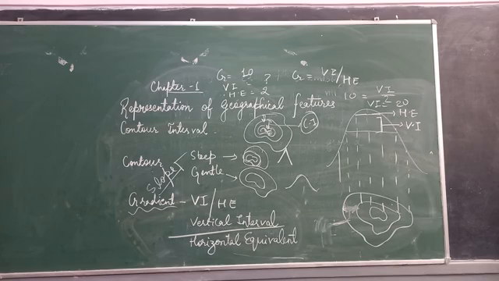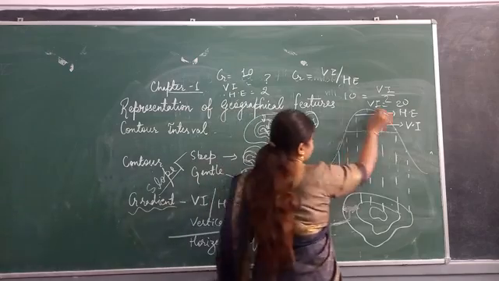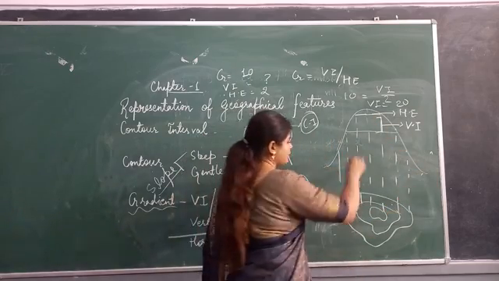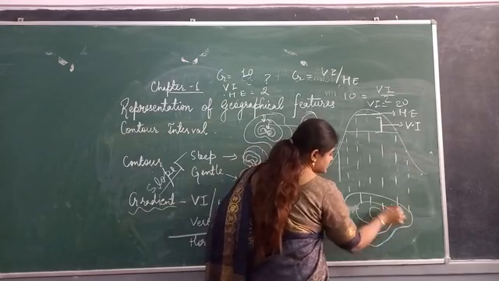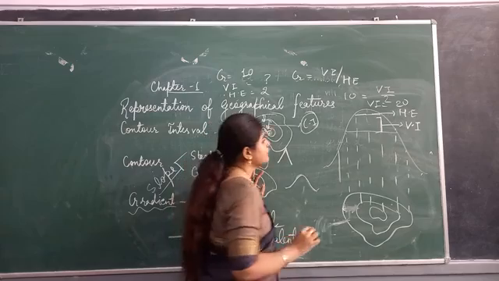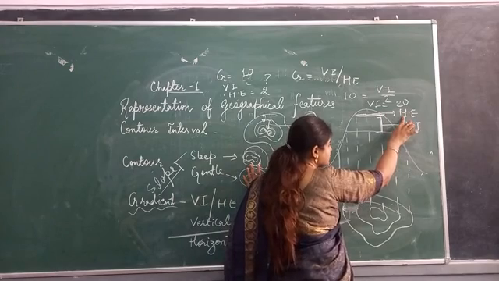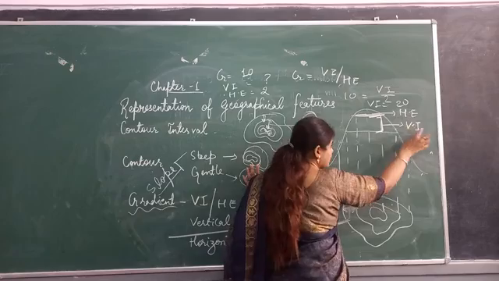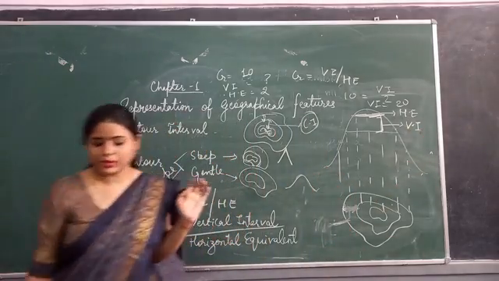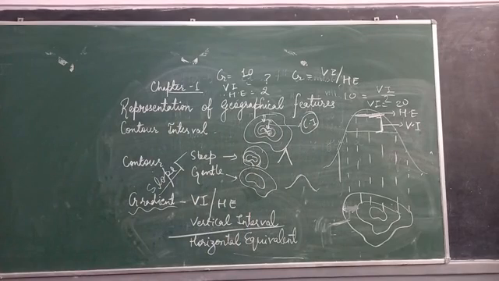Now students, I'll tell you what is He, that is horizontal equivalent, and what is Vi. Suppose this is the slope, and when you construct the contour lines, suppose this contour line is made. While we are constructing the contour lines, this particular part is the horizontal equivalent, and this part is the vertical interval. The horizontal part is the horizontal equivalent and the vertical part is the vertical interval.